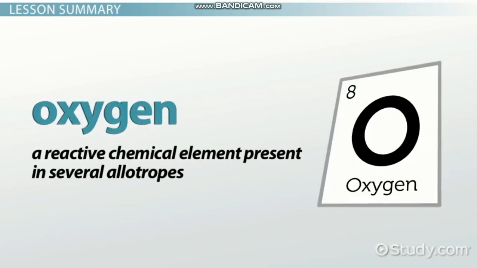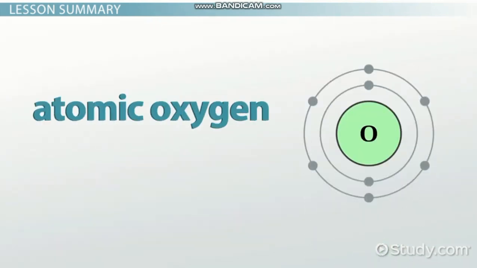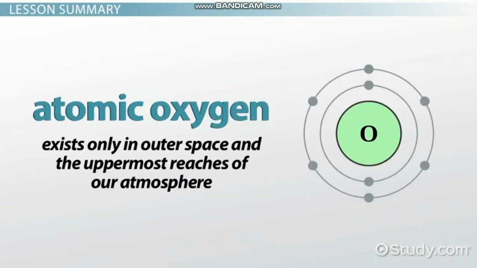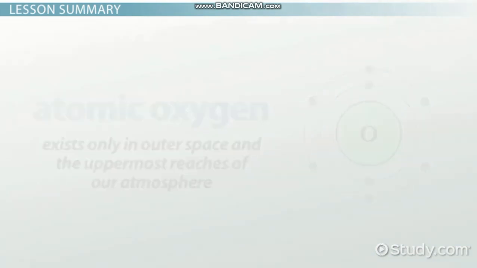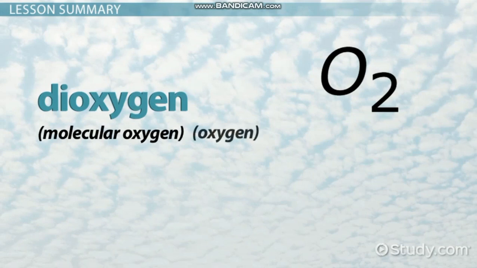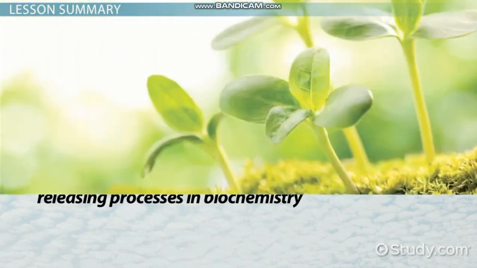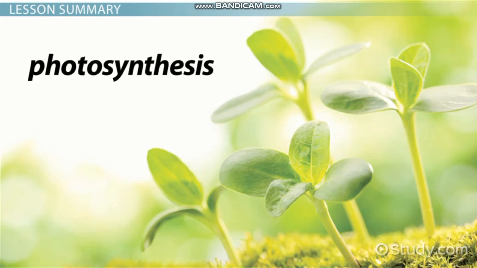Oxygen is a reactive chemical element present in several allotropes and is responsible for all living things due to cellular respiration, in which oxygen releases energy from nutrients in every living cell. Atomic oxygen exists only in outer space and the uppermost reaches of our atmosphere. Dioxygen, or O2, also called molecular oxygen, or just plain oxygen, is a double-bonded molecule that makes up 21% of our Earth's atmosphere, is critical for the energy-releasing processes in biochemistry, and is produced by photosynthesis.